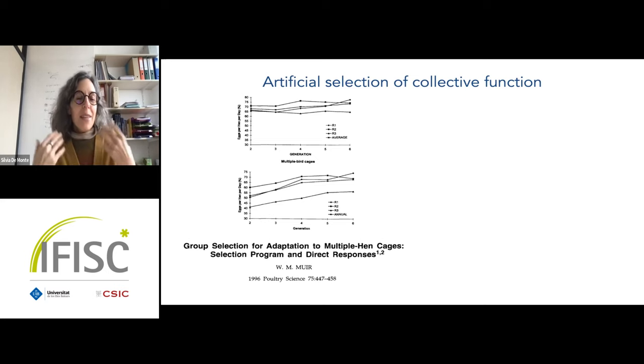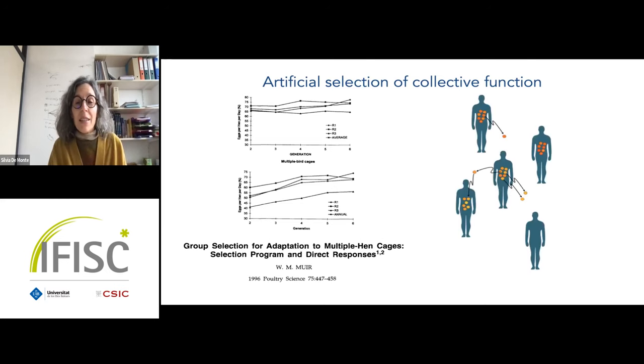So this led people to think that you could apply the same kind of reasoning to communities, exactly as you select hens in a cage. You could imagine that our microbiota was selected while being maintained inside our bodies. And this selection would act for some properties that are actually useful in the interaction with a human host.